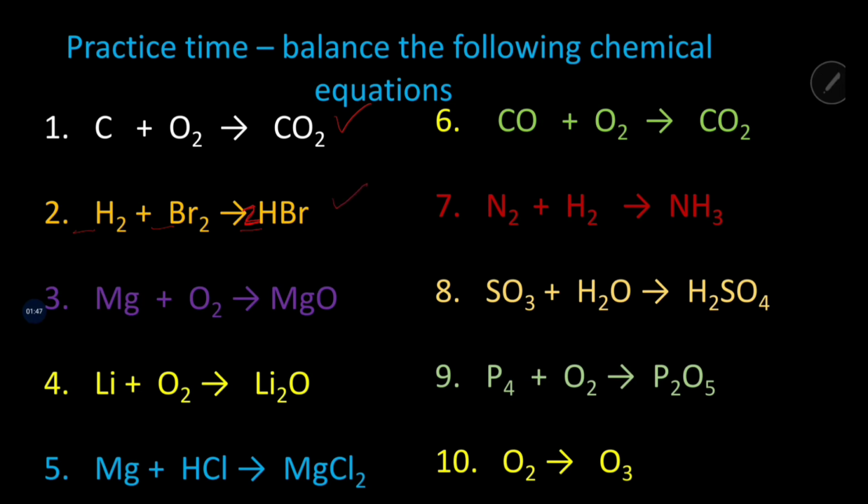Go to magnesium and oxygen to give you magnesium oxide. There's 1 magnesium on the left hand side. There's 1 magnesium on the right hand side. There are 2 oxygens on the left hand side. There's only 1 oxygen on the right hand side. What must I do? Place a 2 here. Okay, and then by placing a 2 here, I've balanced the oxygens. Now I need to balance the magnesium by also placing a 2 there.